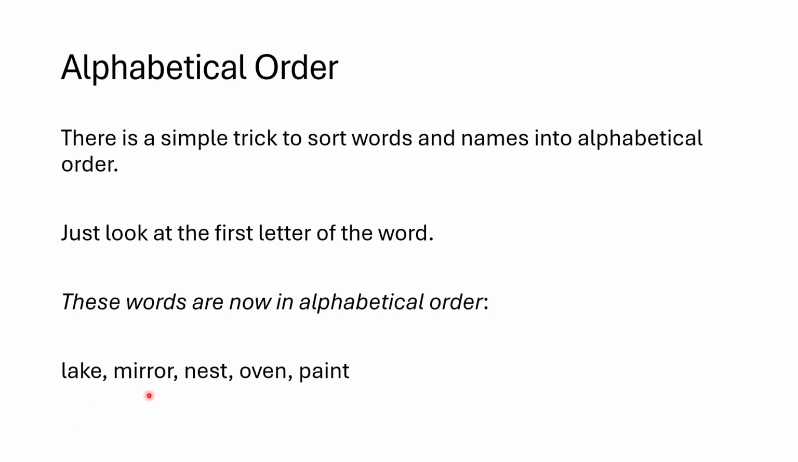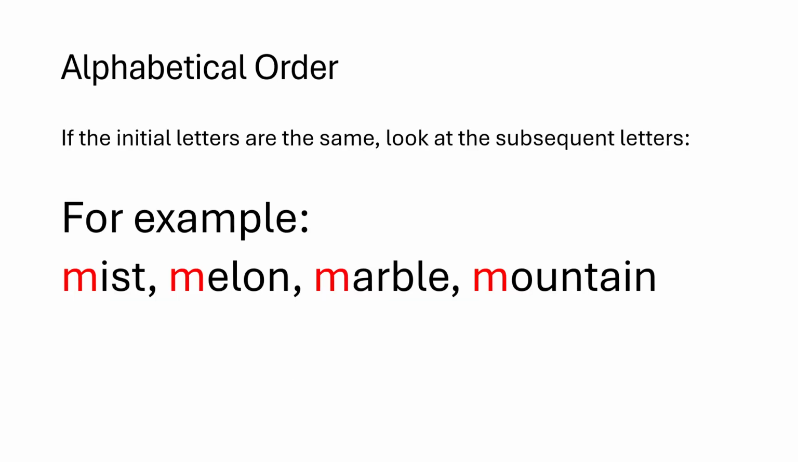Lake, mirror, nest, oven, paint. L, M, N, O, P. These words are now in alphabetical order. If the initial letters are the same, look at the subsequent letters. For example, mist, melon, marble, mountain.